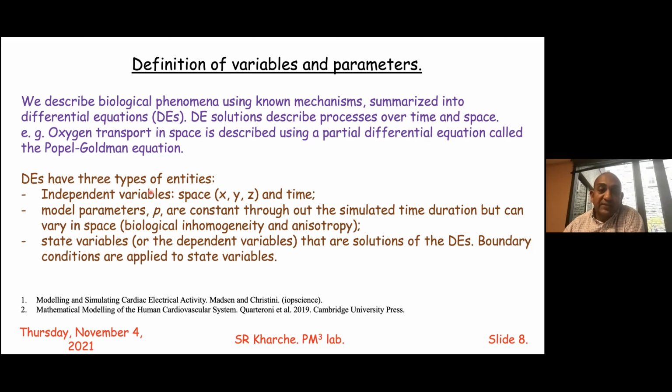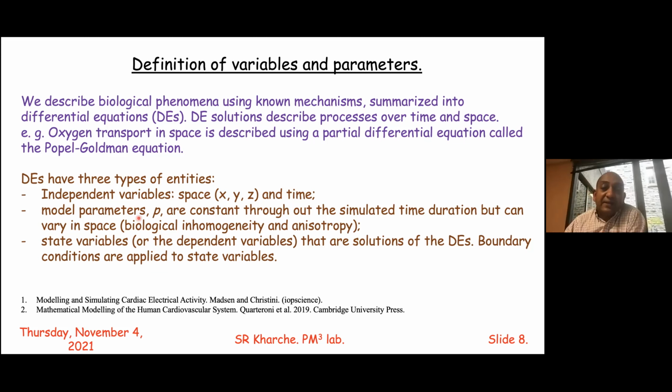In contrast to independent variables, model parameters, I choose to represent them by P, a vector P, are constant throughout your simulations. So if you are simulating blood flow through the aorta, then there will be a set of numbers that are constant throughout your simulation, and those are called model parameters. Generally, model parameters are estimated using experimental data.